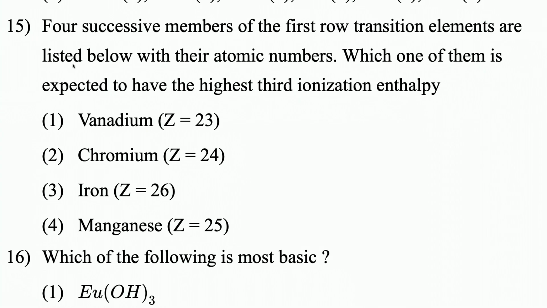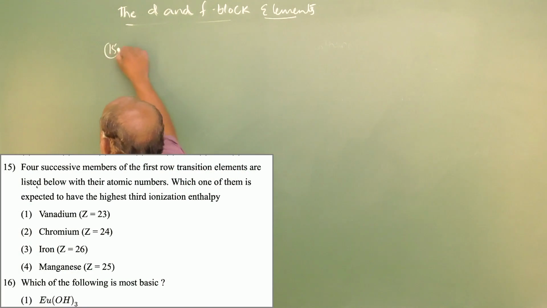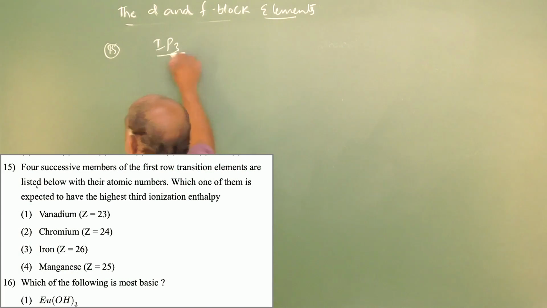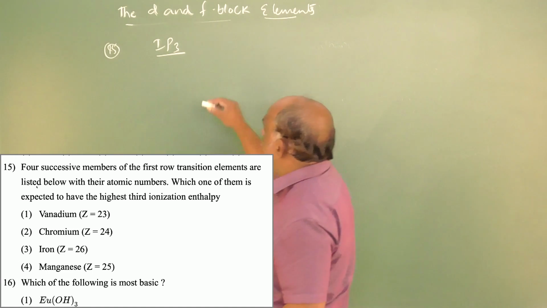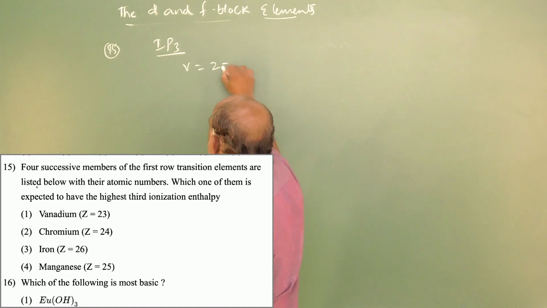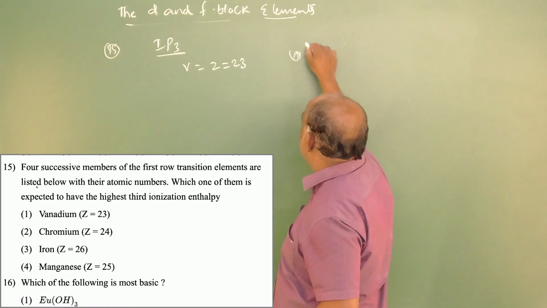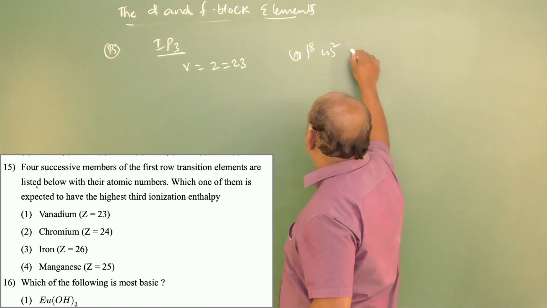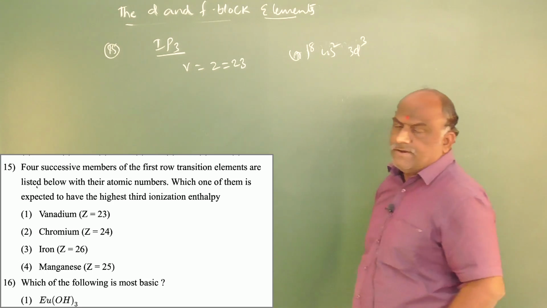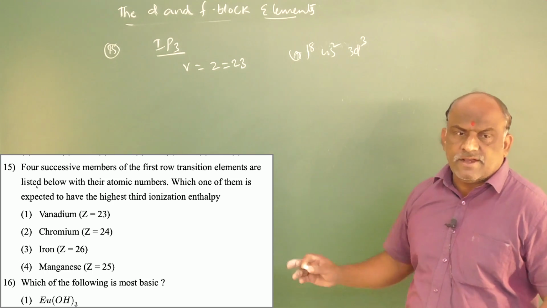Four successive members of the first row transition elements are listed below with their atomic numbers. Which one of them is expected to have the highest third ionization enthalpy? Question number 15. IP3 is required. Vanadium, Z equals 23. What is the configuration? Argon 18, 4s2, 3d3. This is the configuration of vanadium.